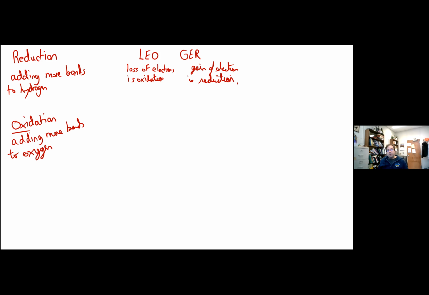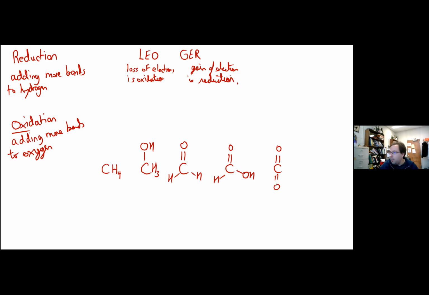And when we're talking organic chemistry, it's generally what we're talking about. So let's just think about an order of compounds. We've got methane, methanol, formaldehyde, formic acid, and carbon dioxide. This is carbon at 5 different oxidation states.